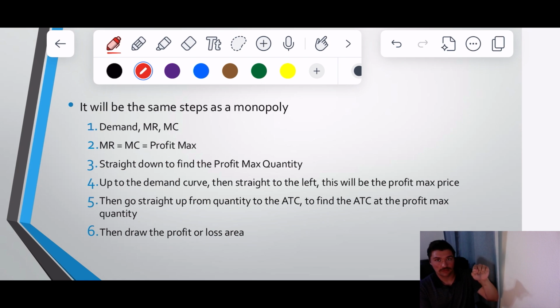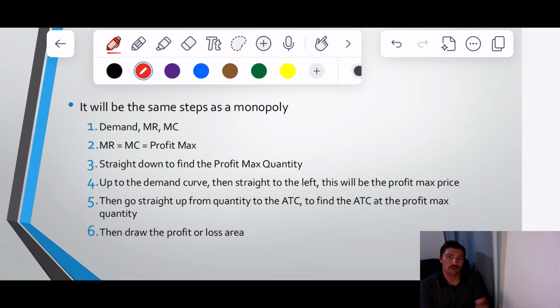From that point, you're going to go straight down to find the quantity, and you're going to go straight up to the demand curve to find the price. All right, and then from there you can find your ATC and then your area of profits or losses. Remember, we have to find out where marginal revenue equals marginal cost first to find the quantity.